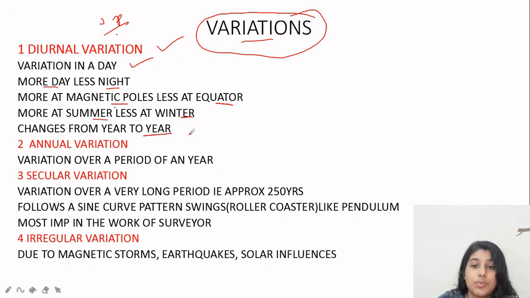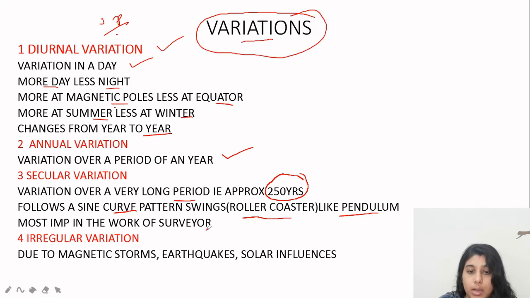Annual variation means we are calculating over a period of a year. Secular variation means over a period of approximately 250 years. It follows a sine curve pattern, it moves like a pendulum, and this sine curve is called the roller coaster model. It is most important in the work of a surveyor. Irregular variation means due to magnetic storm, earthquake, solar influences, the variation is affected. We cannot predict how much it will be. That is why it is called irregular variation.